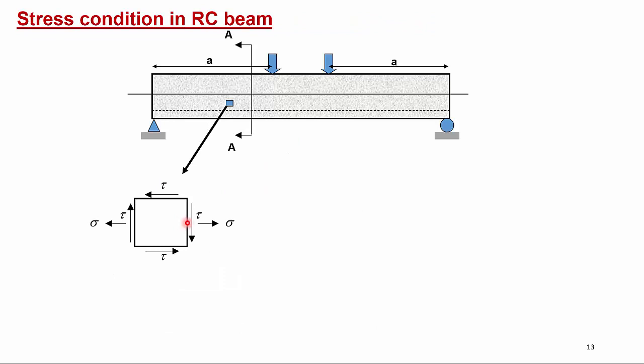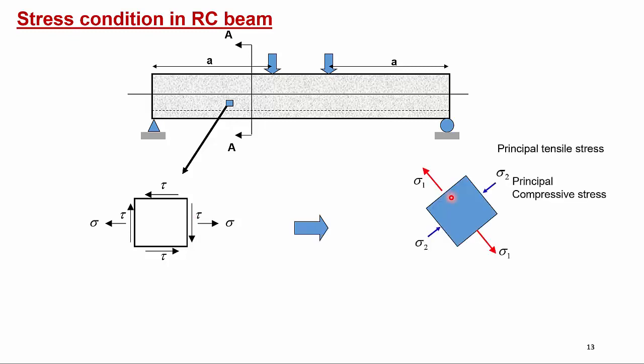Now, if we rotate this element at a certain angle, this element will be subjected to pure tensile stress and compressive stress only, and these are called the principal tensile stress and principal compressive stress. So if we rotate this element at a certain angle, this element is only subjected to principal tensile stress and principal compressive stress, denoted by sigma 1 and sigma 2 respectively. Now, the concrete is strong in compression, so it can take the principal compressive stress. However, when the principal tensile stress in this direction exceeds the tensile strength of the concrete, it will crack.